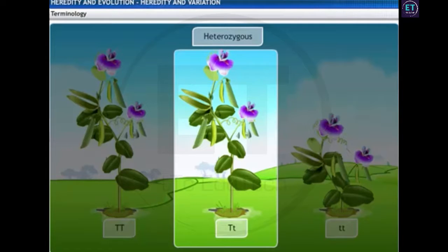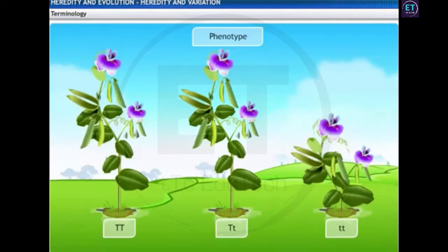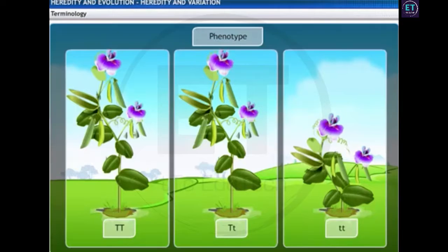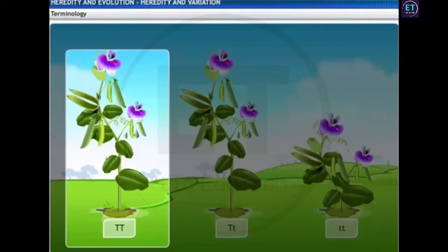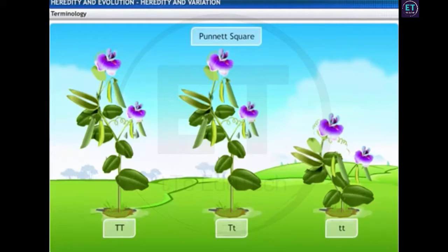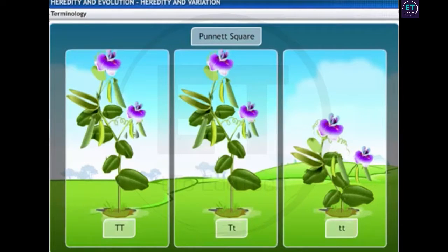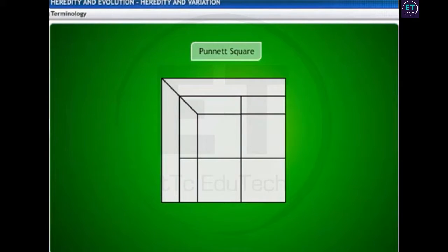Yet another important term is phenotype. Phenotype is the physical appearance resulting from a genotype. For example, if a particular plant is tall, it is the tall phenotype. A Punnett Square helps to predict the possible genotypes and phenotypes of offspring. Let's see how to make a Punnett Square.